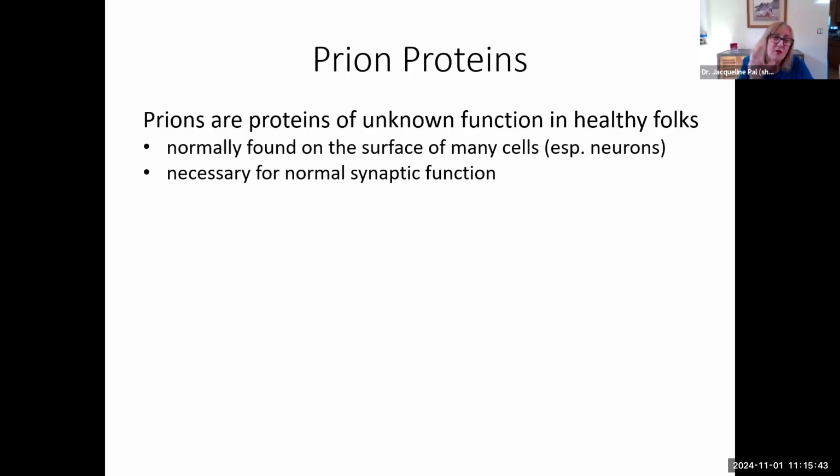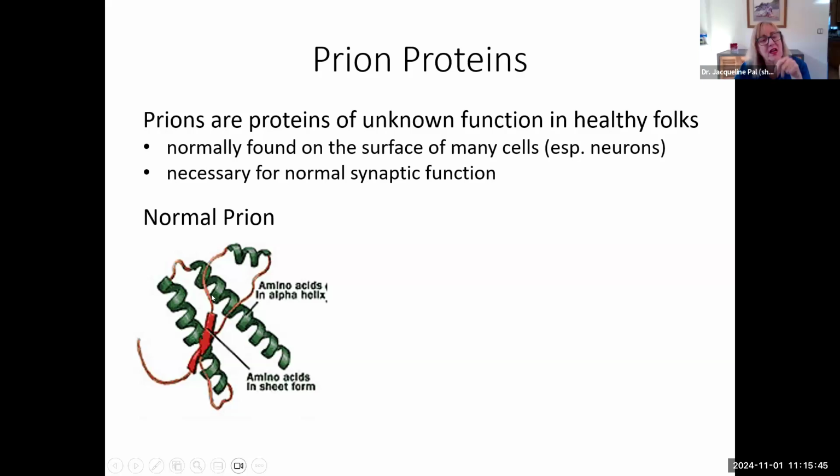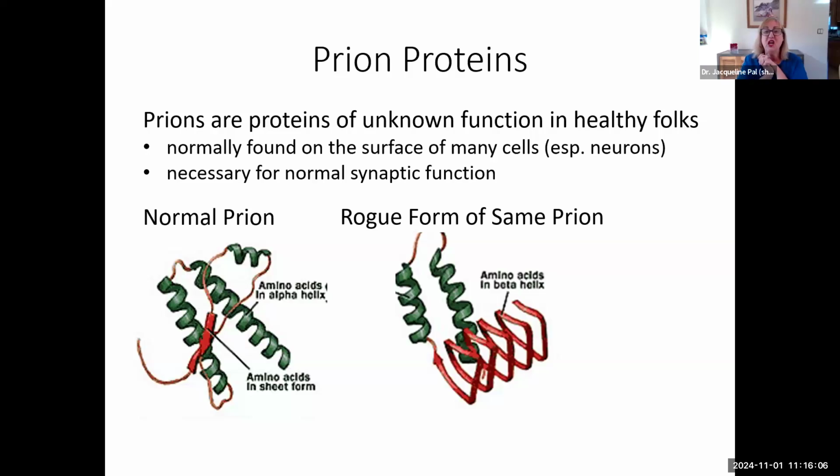Okay. So here's an example of what a prion is. Do you see how it's just a folded protein and some of it is a helix and some of it is pleated? If this is what a normal prion would look like, what happens is prions can go rogue and change their shape. So this same prion could be folded like this, where you can see it's got a lot more pleating going on. And that's called the rogue form.